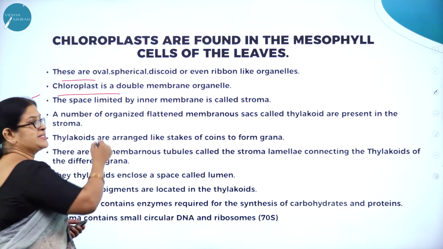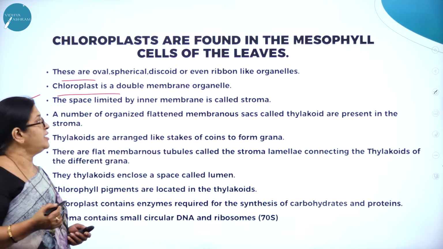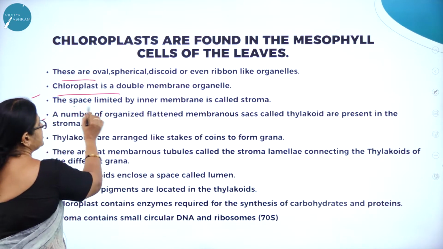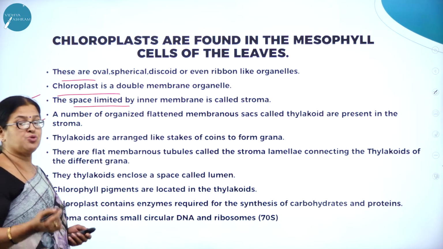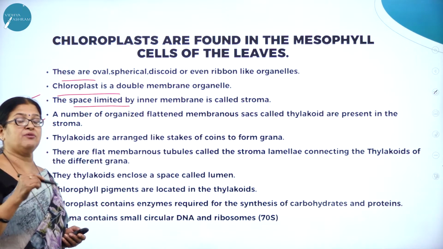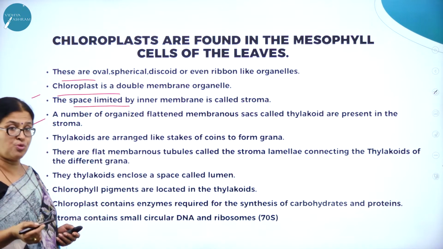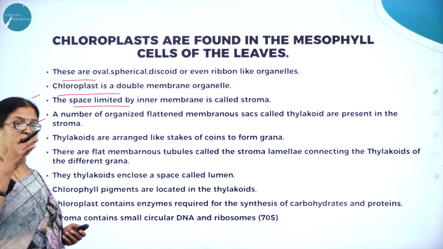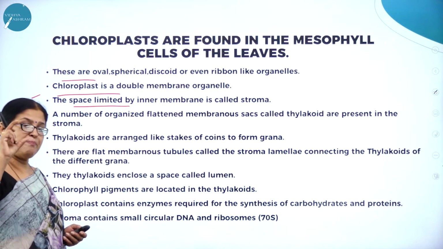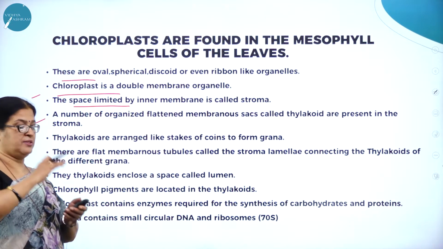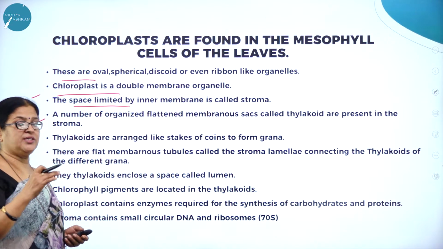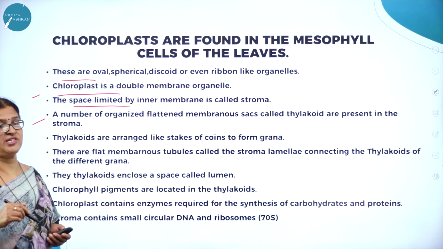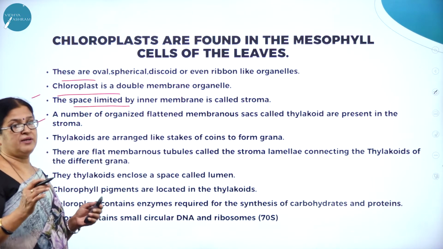Chloroplast is a double membrane organelle with an outer membrane and an inner membrane. The space limited by the inner membrane is called stroma. The inner content of the chloroplast is called stroma. The coin-like structures that are piled one above the other are called thylakoids. The thylakoids piled up one above the other form what we call grana. There are also fret channels found between the grana.